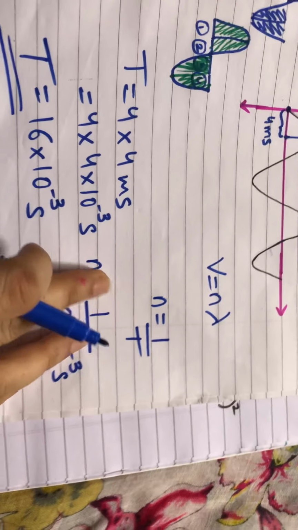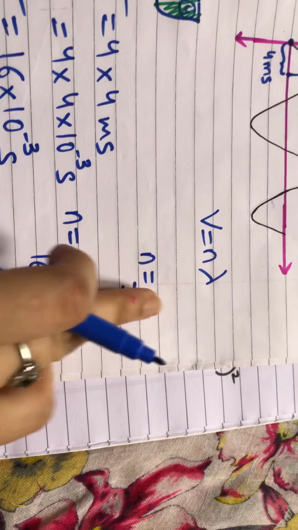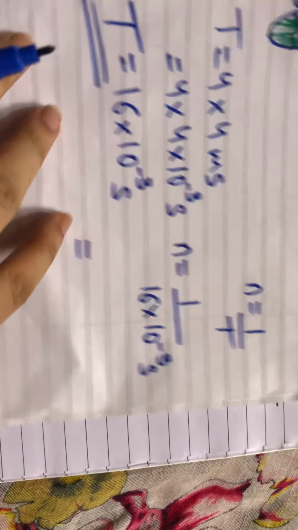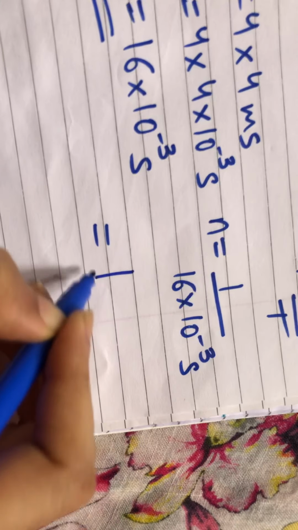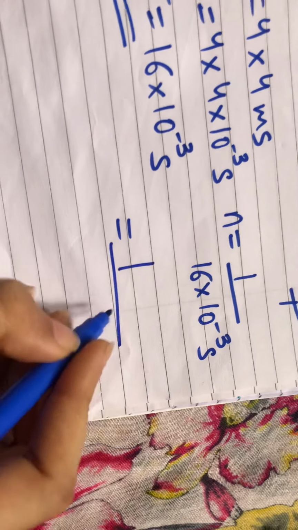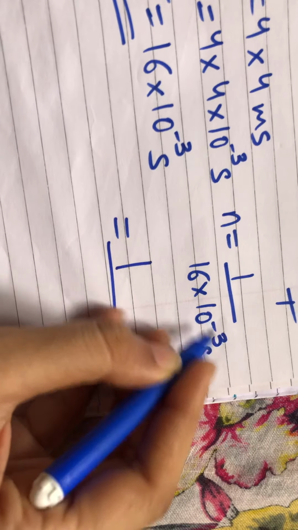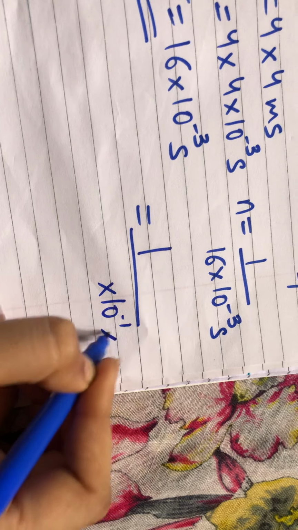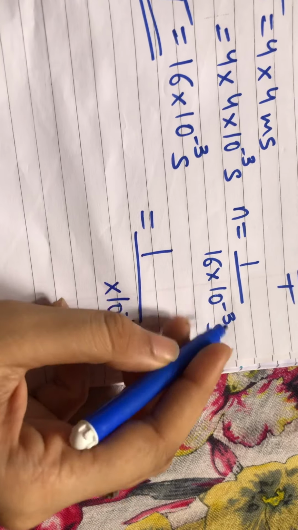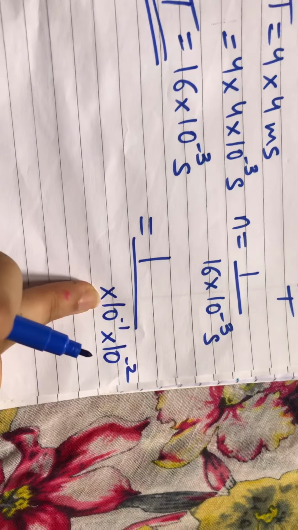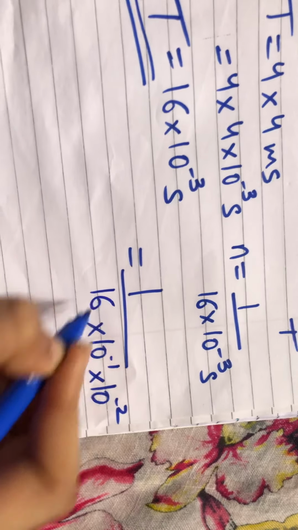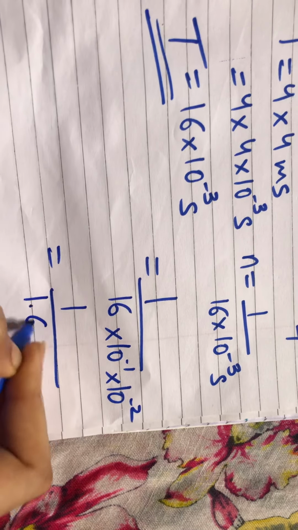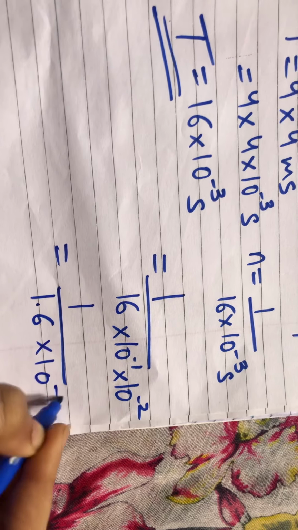Now we'll be finding frequency. What is the formula for frequency? That is 1 upon time period. So 1 upon 16 into 10 raised to minus 3. We'll be finding the reciprocal of this. For finding the reciprocal, I'll make it as 1.6. So how will I make it as 1.6? We have 10 raised to minus 3. We will just break this 10 raised to minus 3 into 10 raised to minus 1 and 10 raised to minus 2. And here we have 16. So 16 into 10 raised to minus 1 is nothing but 1.6, and what remains? 10 raised to minus 2.